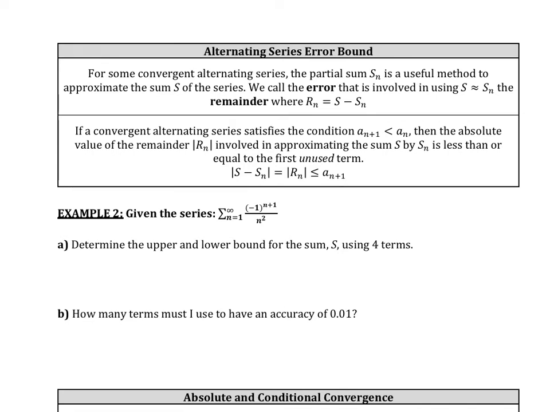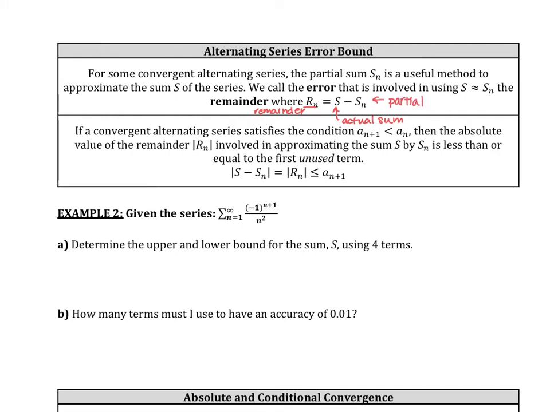Now the remainder looks like this. We say the remainder of the nth term equals the actual sum minus the partial sum at n. So this R sub n refers to our remainder, or our error. This S is our actual sum, and this S sub n is our nth partial sum.